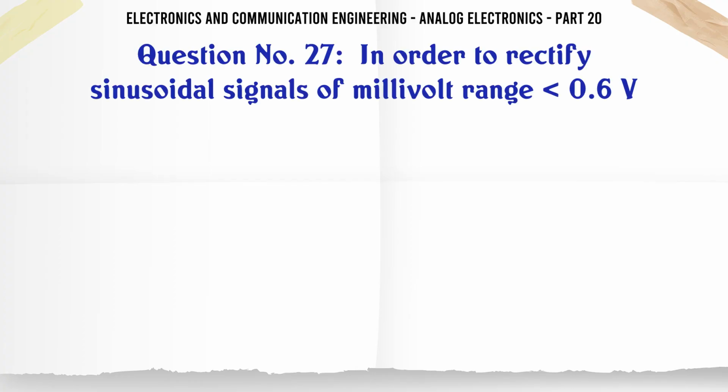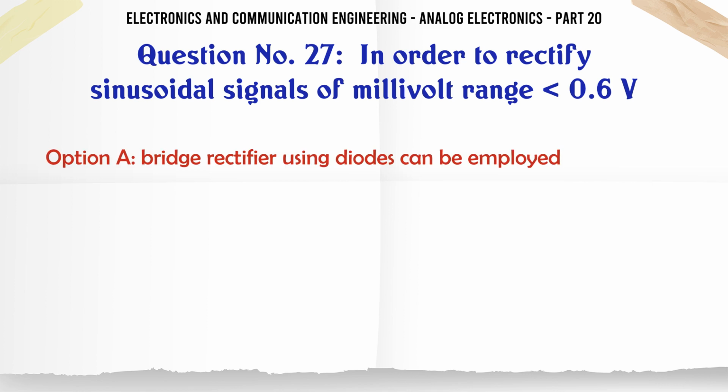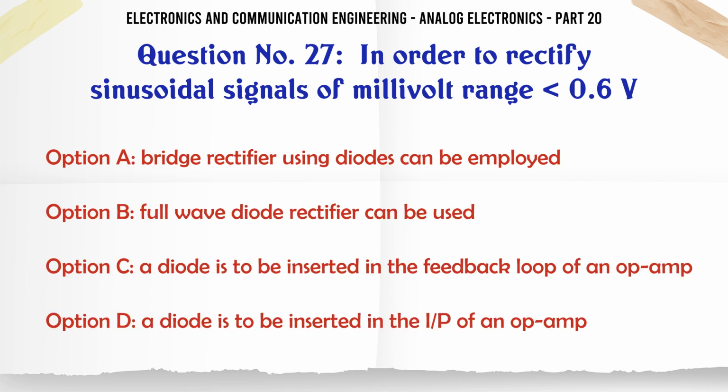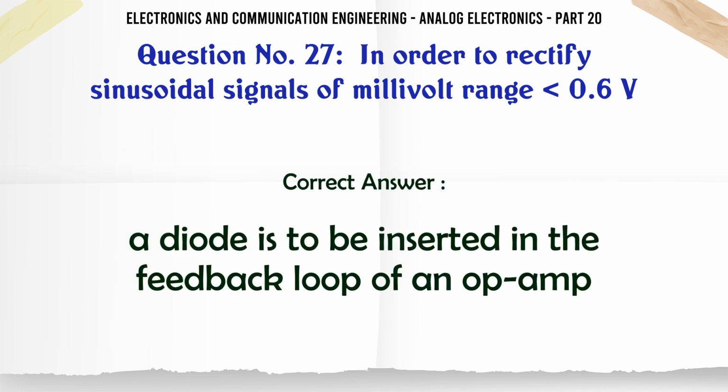In order to rectify sinusoidal signals of millivolt range 0.6 V, A. Bridge rectifier using diodes can be employed, B. Full wave diode rectifier can be used, C. A diode is to be inserted in the feedback loop of an op-amp, D. A diode is to be inserted in the input of an op-amp. The correct answer is a diode is to be inserted in the feedback loop of an op-amp.